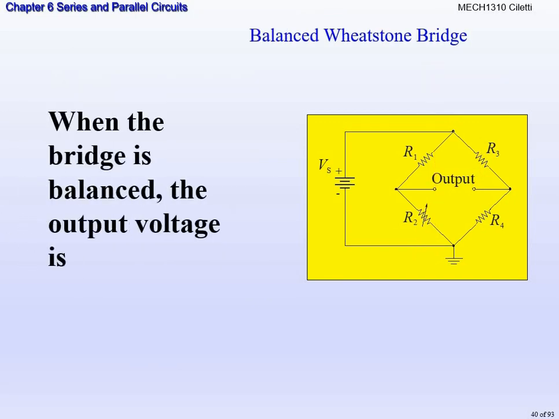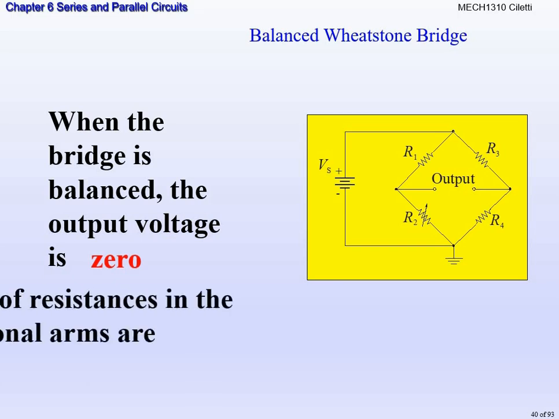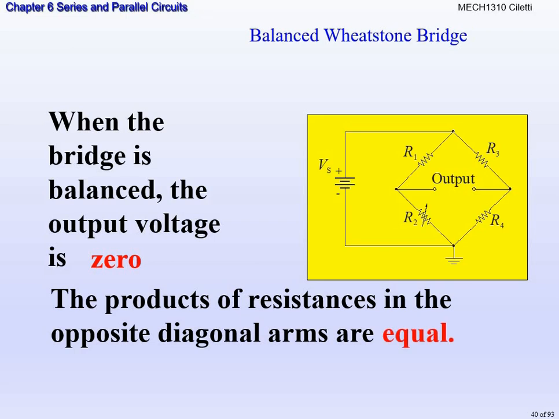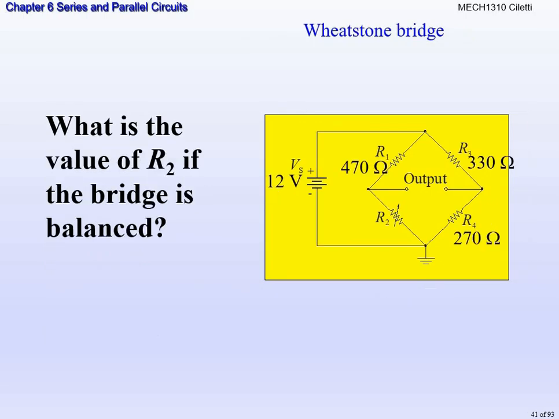We're going to do some simple calculations. So when the Wheatstone bridge is balanced, V out is going to equal 0. That means we're not sending out a control voltage. Okay. Another way to tell when it's balanced is the products of the resistance in the opposite diagonal arms are equal. What does that mean? That means R1 times R4 equals R2 times R3. If those are multiplied and they're equal, the Wheatstone bridge is balanced.